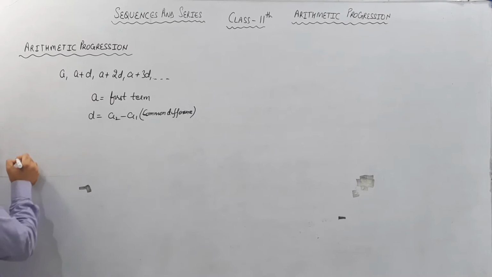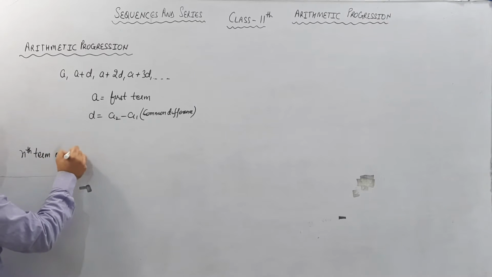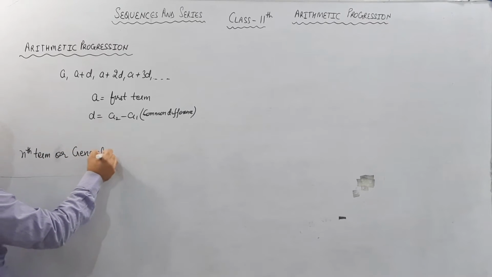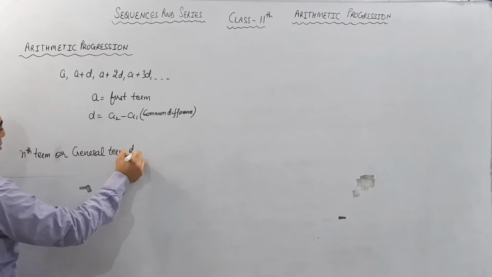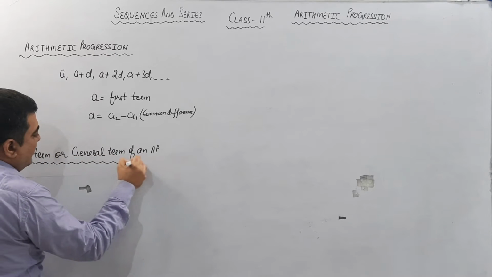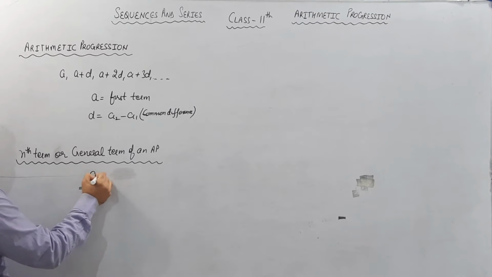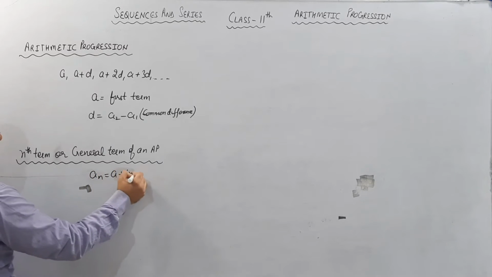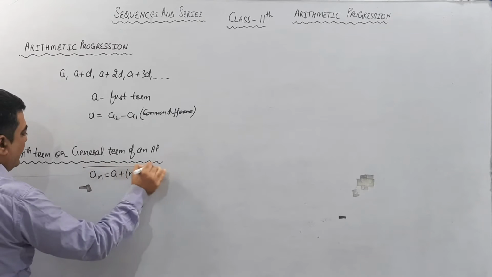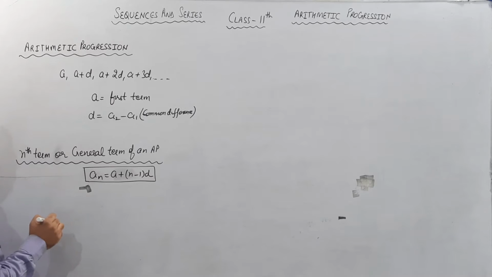After that I will write the nth term or general term of an AP. The general term is denoted by An equals A plus (n minus 1)D, where n is the specific term. Suppose we want to find the third term, then we write A3. A3 equals A plus 2D.